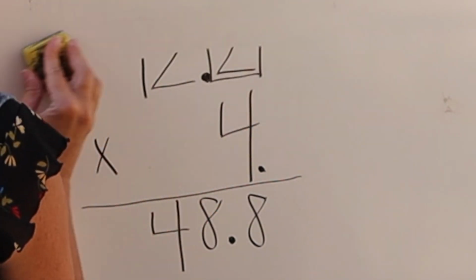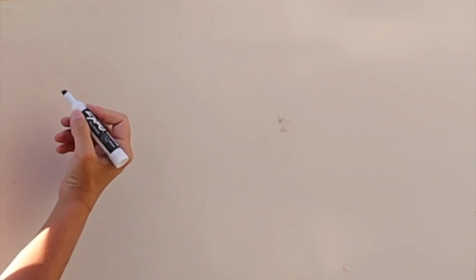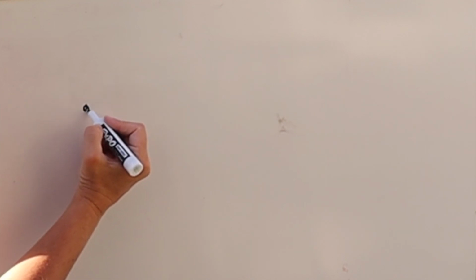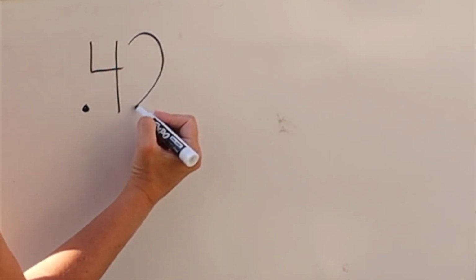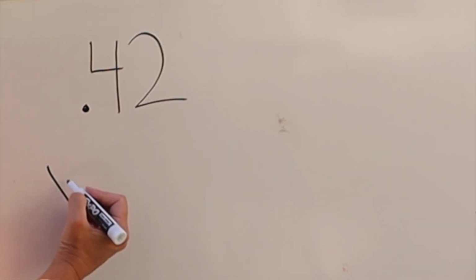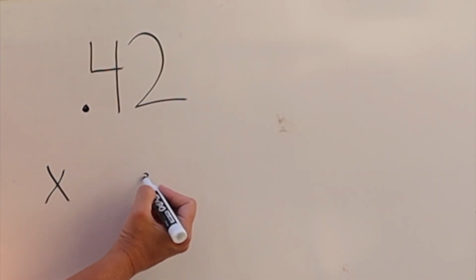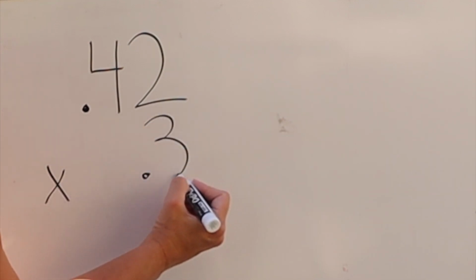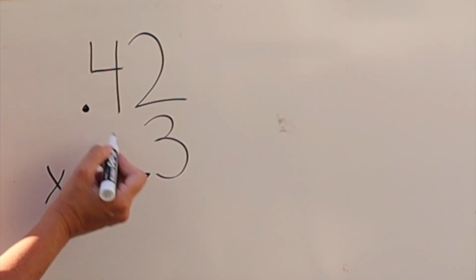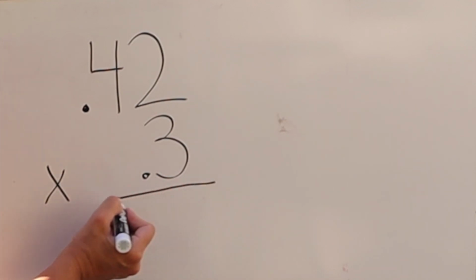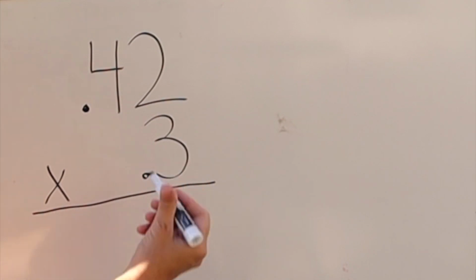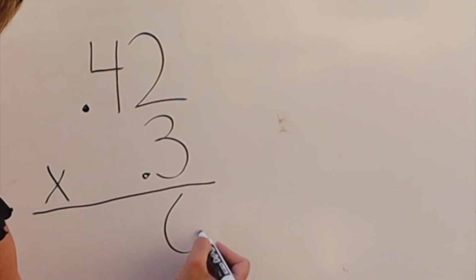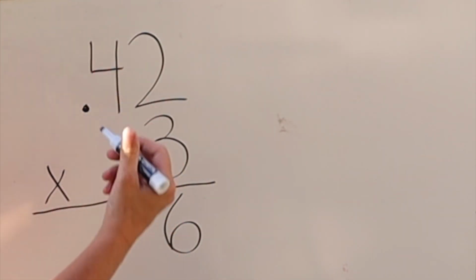Let's try another. Let's multiply 42 hundredths times 3 tenths. Notice I didn't line up the decimal points. I just pretended like it was 42 times 3. And then we're going to multiply as usual. 3 times 2, 6. 3 times 4, 12.